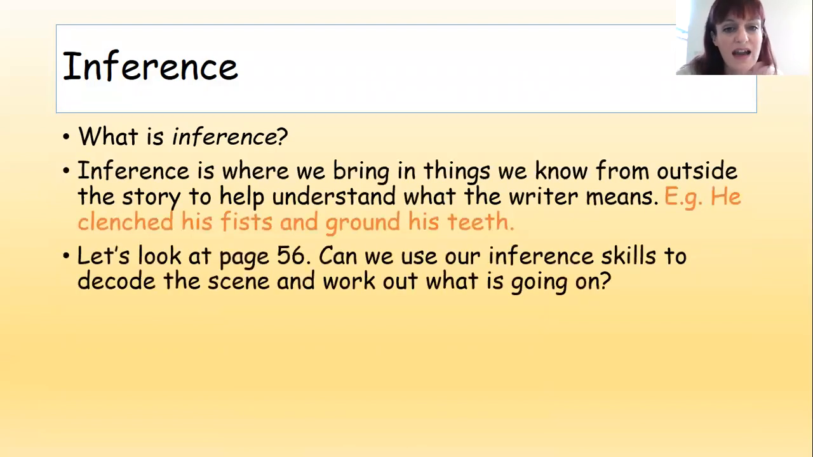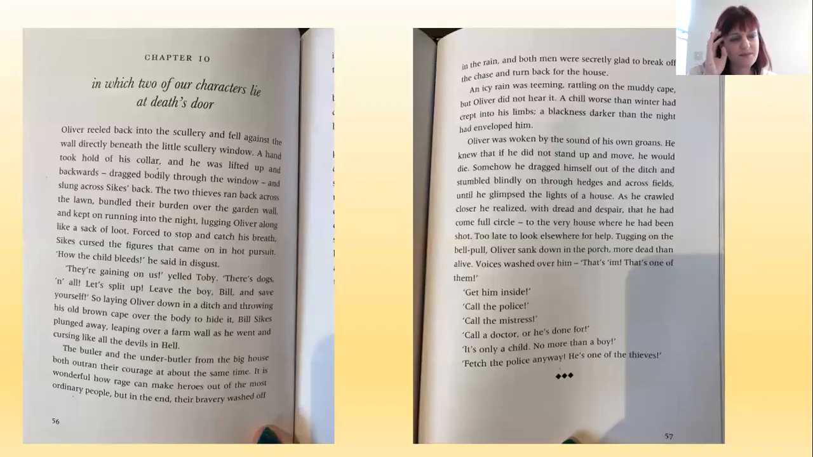Now we're going to have a look at pages 56 and 57, and we're going to see if we can use our inference skills to decode what's going on in this particular scene. So here it is, page 56 and page 57. Oliver reeled back into the scullery, fell against the wall directly beneath the scullery window. Now, I don't know if you remember, but at the end of the last chapter, it did say he'd been shot. So we're not really using our inference skills here because we don't have to.